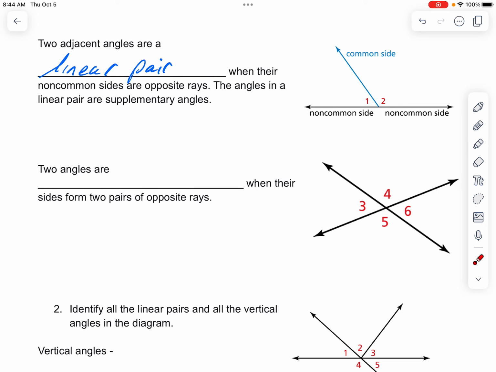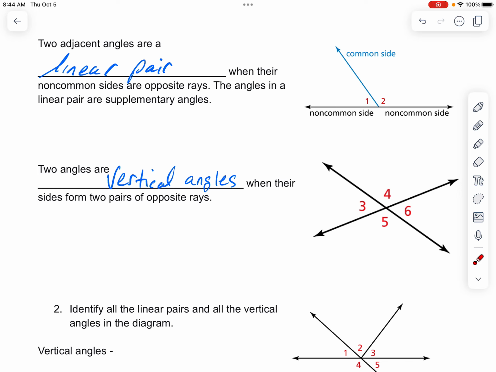Next, two angles are called vertical angles. Vertical, just like straight up and down. Vertical angles are angles whose sides form two pairs of opposite rays. For example, angle 4, if I think about this angle being two rays, angle 4 and angle 5, then we would have a pair of opposite rays here and a pair of opposite rays here. Angles 4 and 5 are vertical angles.